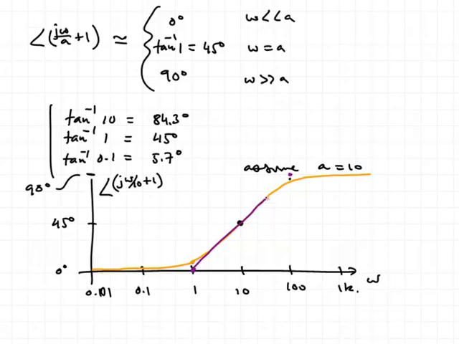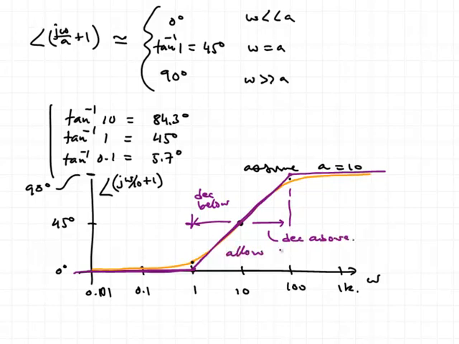We'll draw a straight line here, and then we'll draw a straight line beyond that. Okay? So this is a decade below. This is a decade above. So we allow 2 decades for phase to transition 90 degrees.